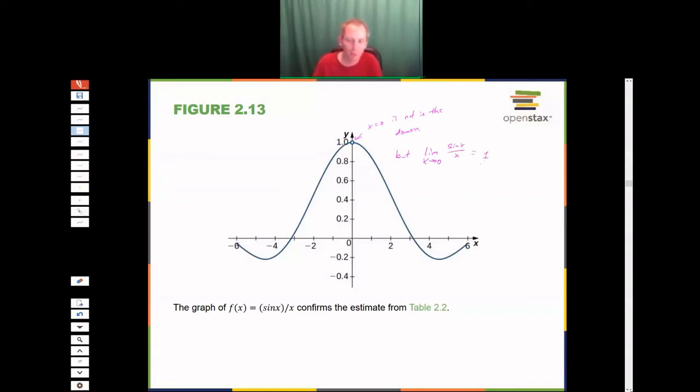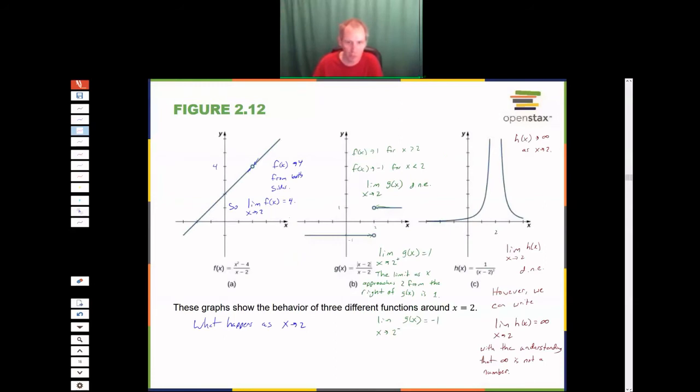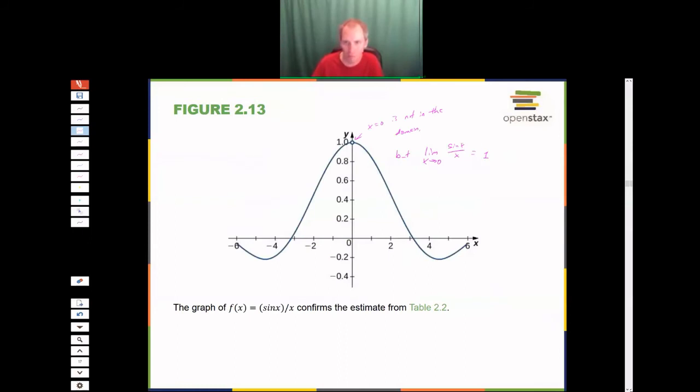Now, in this example, I wrote the formula for the function, and in these earlier ones, I just wrote f of x or g of x. Those are interchangeable, right? When you're writing a limit, you could write the name of the function, or you could write the formula of the function, and that's fine. All right, graphs here.